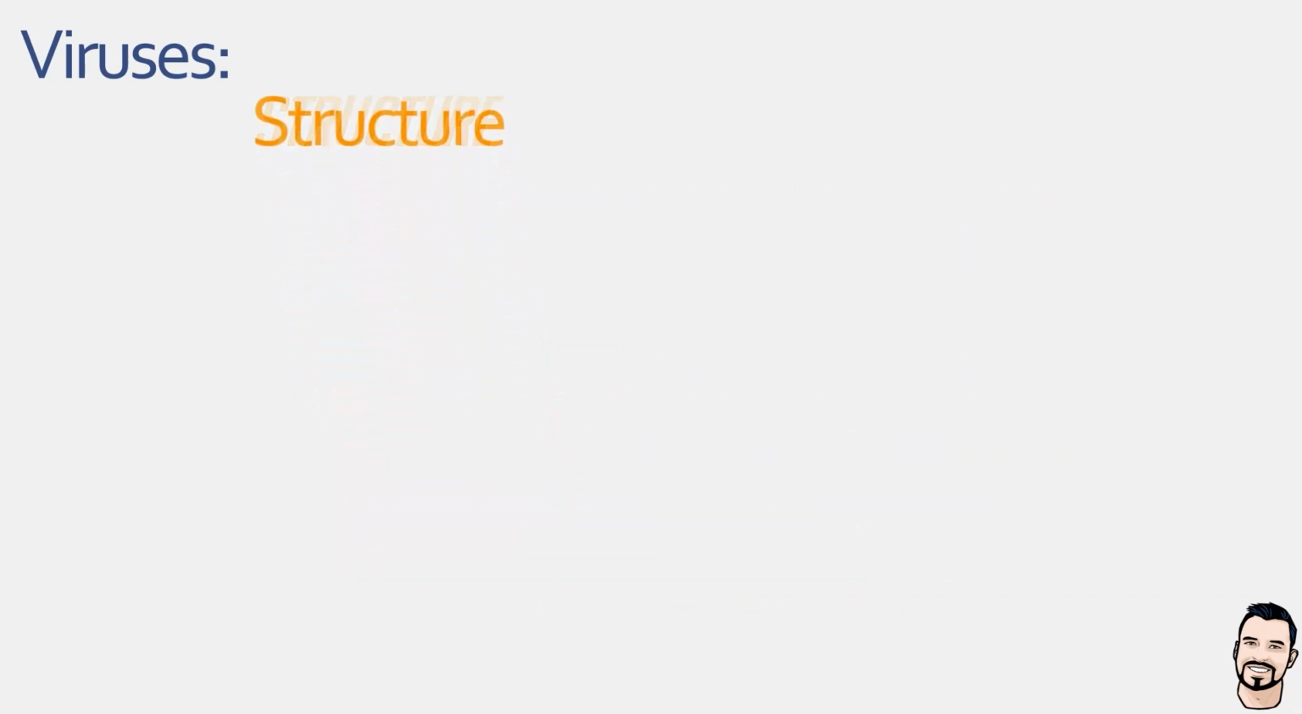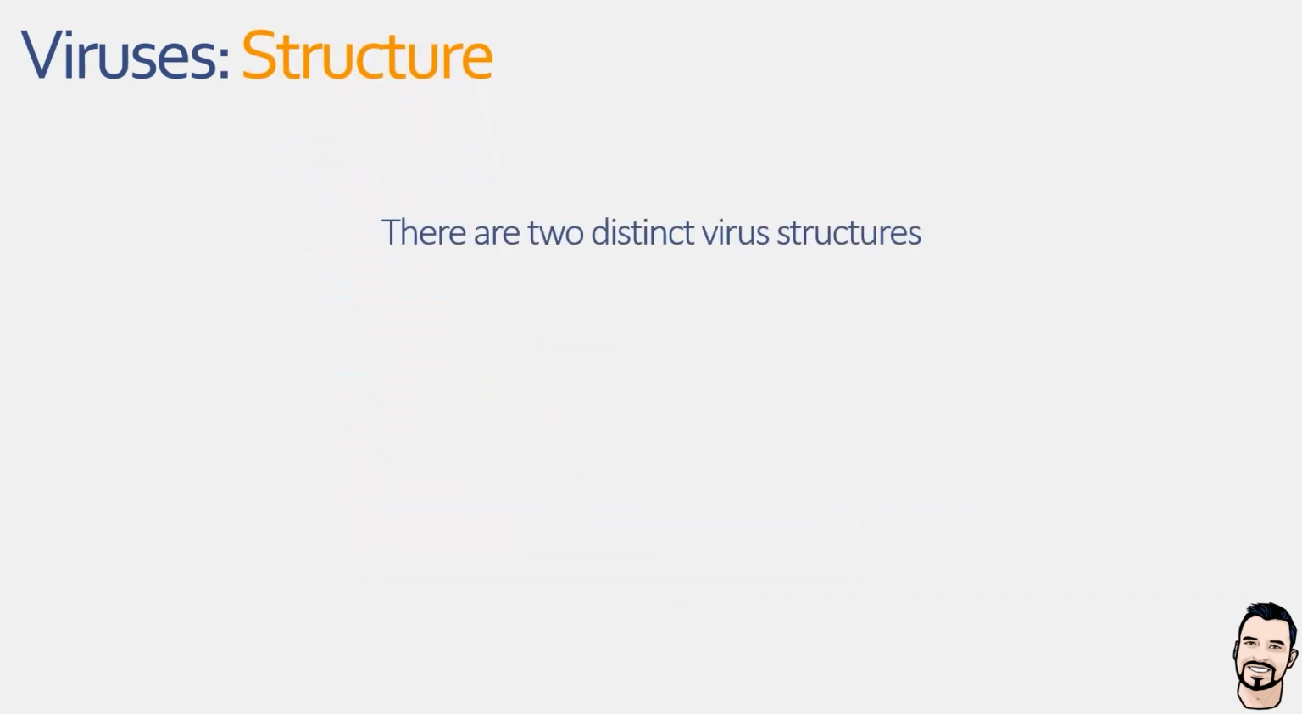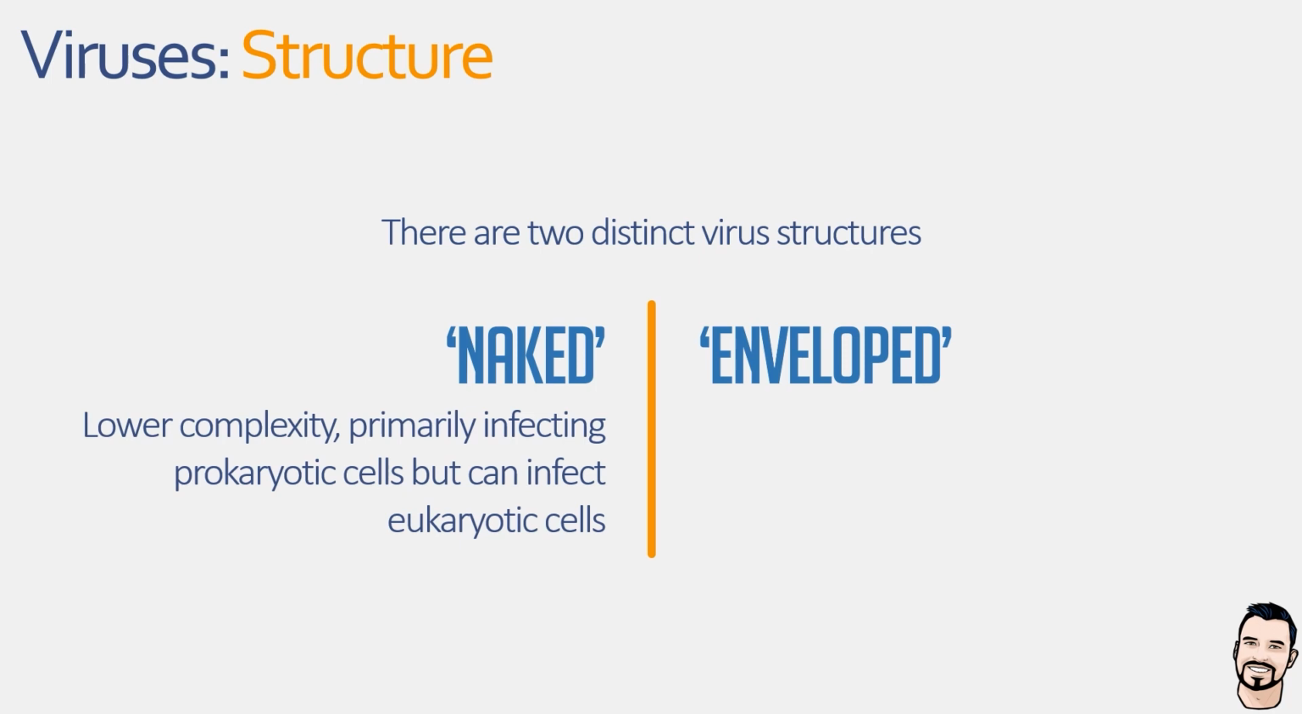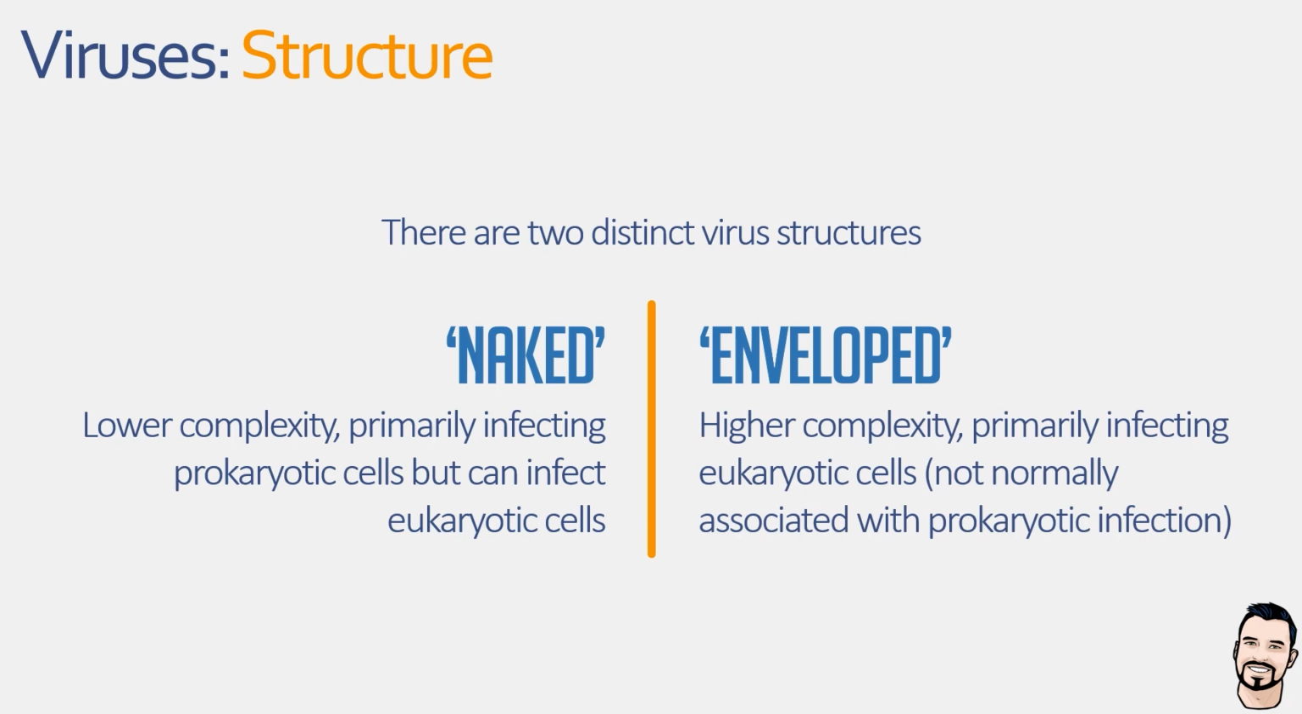And typically, when we look at viruses, they have one of two main structure types. Viruses can be classed as either naked viruses or enveloped viruses. Now the naked viruses are a relatively uncomplex variation and is usually associated with infections of prokaryotic cells, whereas enveloped viruses are much more complex in terms of their structure and genome and are usually more commonly associated with eukaryotic cell infection. Now if we start looking at these structures in a little more detail, we can see key differences in complexity between the two.